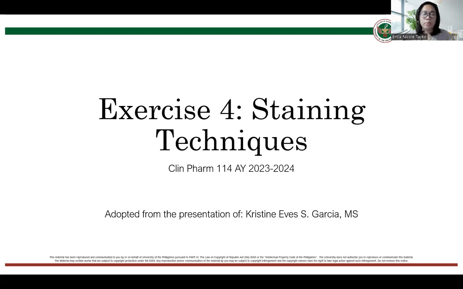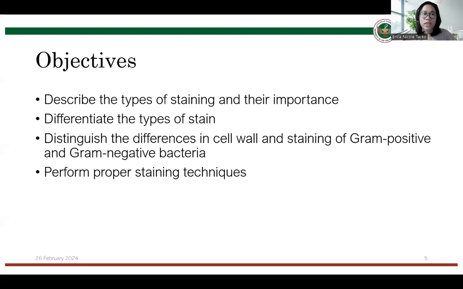Remember, during our pre-lab discussion for exercise 4, we tried to condense it to make it shorter so that you will have more time to perform your actual experiment. And so we'll just go through the other important concepts that we were not able to go through during our pre-lab discussion. Okay, so let's just review the objectives of our lecture.